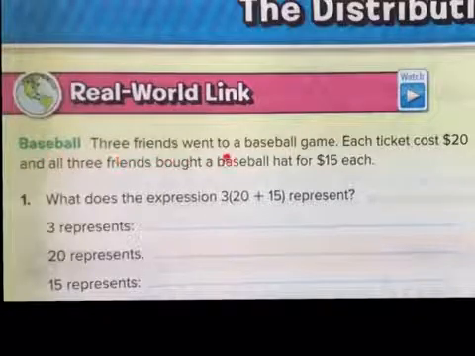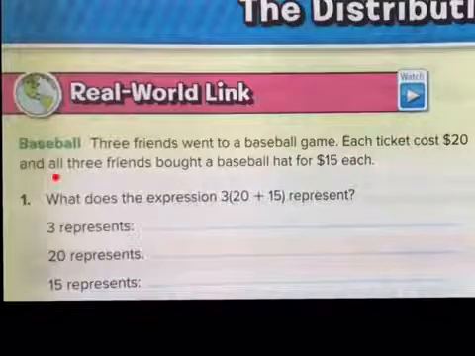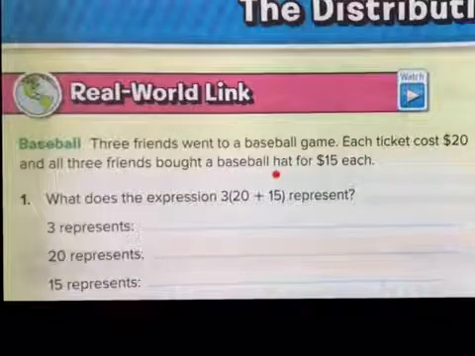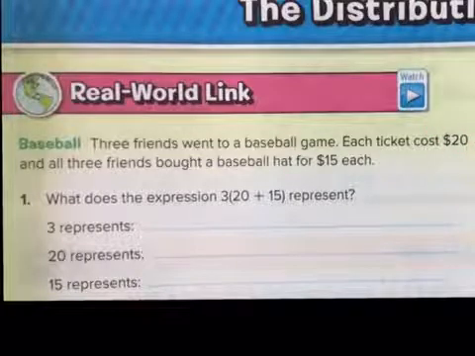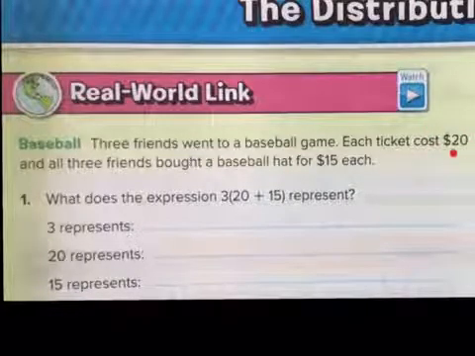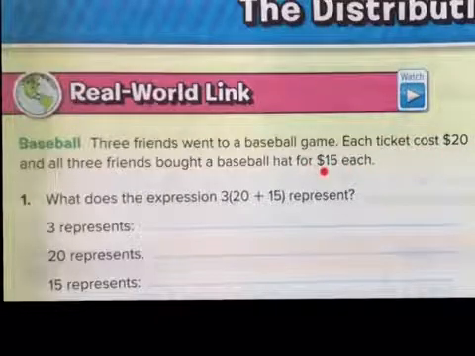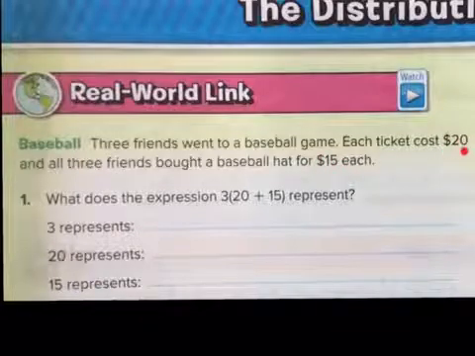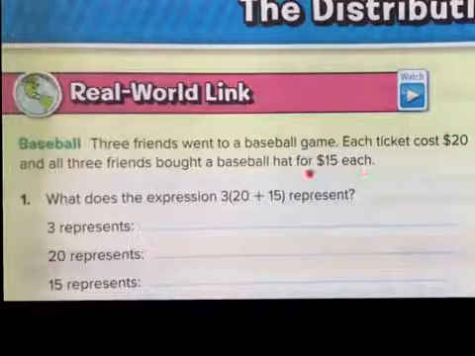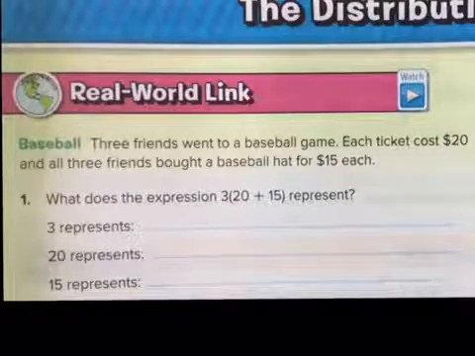3 friends went to a baseball game. Each ticket cost $20, and all 3 friends bought a baseball hat for $15. So they each bought a ticket for $20, so that's 20 plus 20 plus 20, that's $60, and they each bought a hat for $15, so that's 15 plus 15 plus 15, or 15 times 3, is 45. So we have $60 plus $45, that's $105, correct? But we know that the 3 friends is what we have in common.